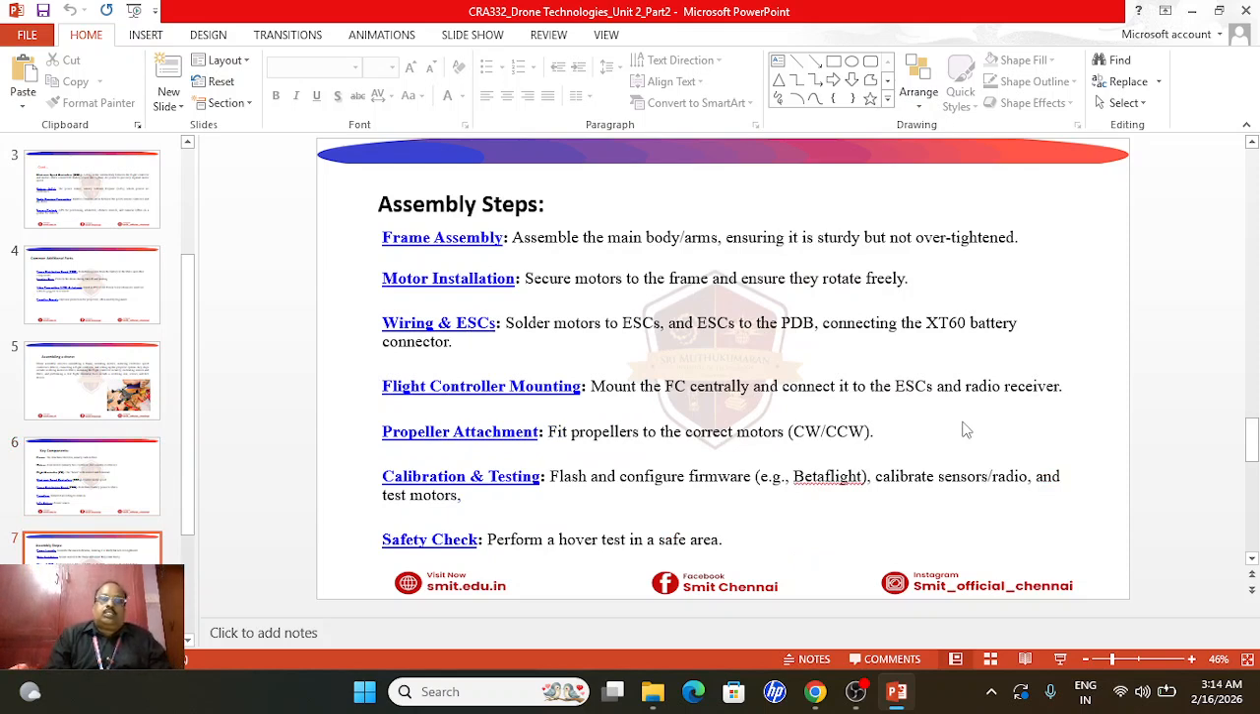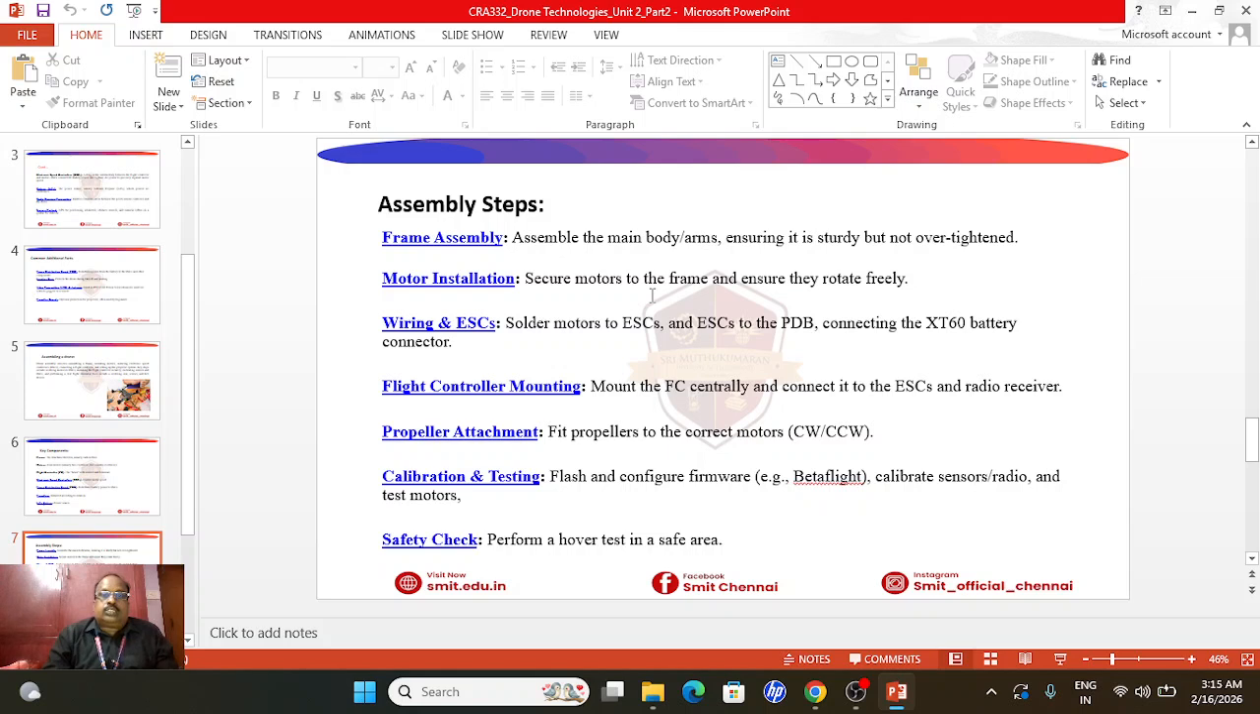How to assemble the drone: first and foremost the frame assembly and motor installation, wiring the electronic speed controllers, flight controller mounting, propeller attachment, and calibration, testing and safety check. So these are the steps involved in the drone design. Frame assembly: the main body and arms, ensuring it is sturdy but not over tightened.